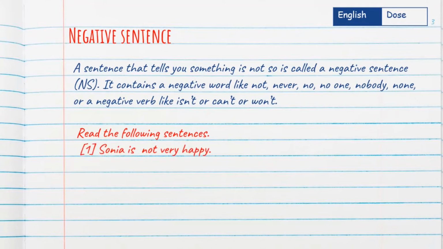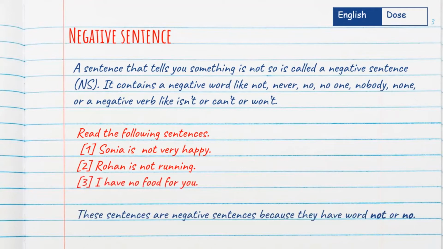See the examples. Sonia is not very happy. Rohan is not running. I have no food for you. These sentences are negative sentences because they have the word not or no. We have added the negative word not after the verb and made them negative sentences. So now their meaning is full of negative as well as they contain the negative word not and no.